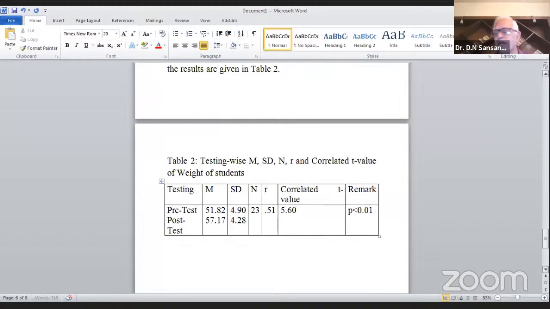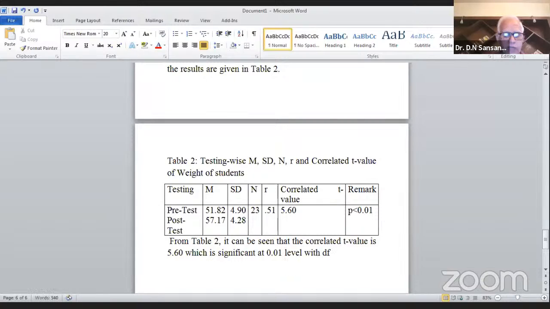Okay, now I have to write. I have very little time. Should I give interpretation tomorrow? Because I have only 2-3 minutes. Yes, I think let me do it. Now from table 2, it can be seen that the correlated t value is 5.60, which is significant at 0.01 level with DF equal to 22.